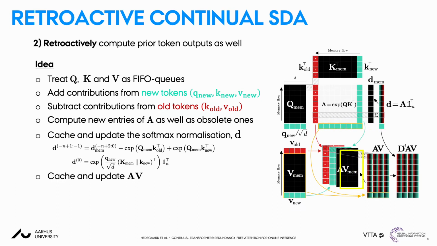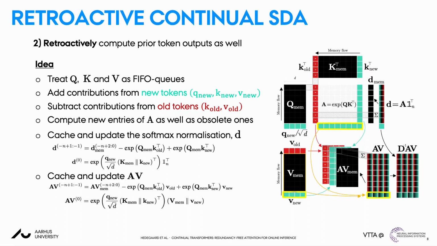Similarly, prior AV is cached as AV Mem and updated based on the outer products of the newly computed entries of A and the new and old value tokens. The row corresponding to the newest value is computed from scratch again. Finally, the attention output is attained by normalizing AV with D.